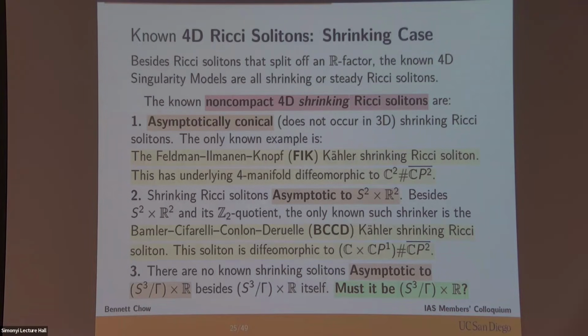And this is diffeomorphic to C cross CP1 blown up at one point. And maybe this is a little bit misleading, but say it's asymptotic to S2 cross R2. It's really asymptotic to S2 cross the cone over a circle of radius between 0 and 1. But if you look at the infinity of that, then that will be S2 cross R2, because the two-dimensional cone is flat.